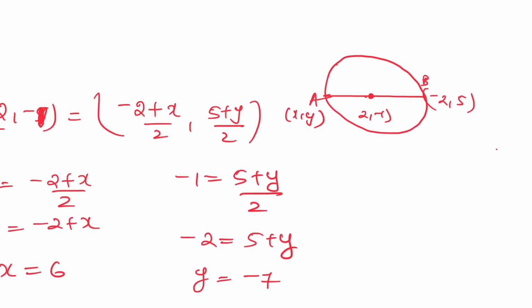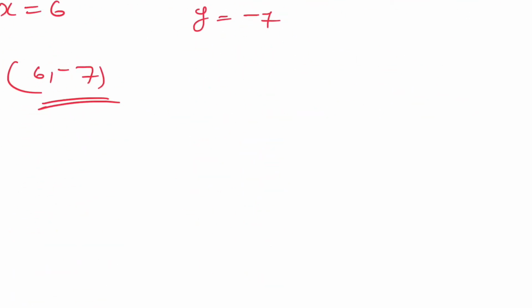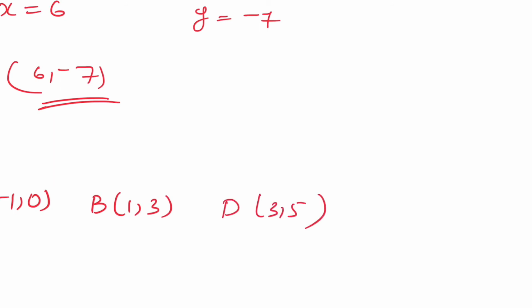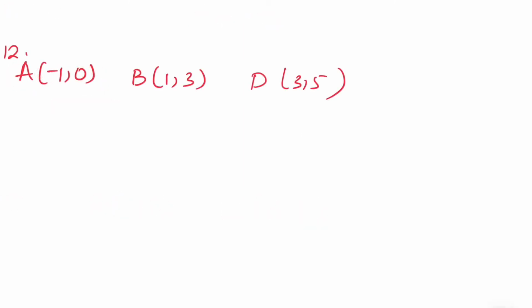Now coming to the 12th question. A(-1, 0), B(1, 3) and D(3, 5) are the vertices of a parallelogram ABCD. Find the coordinates of vertex C. Okay, you need to find the vertex C. How will you find it out? So let's draw a parallelogram for that.